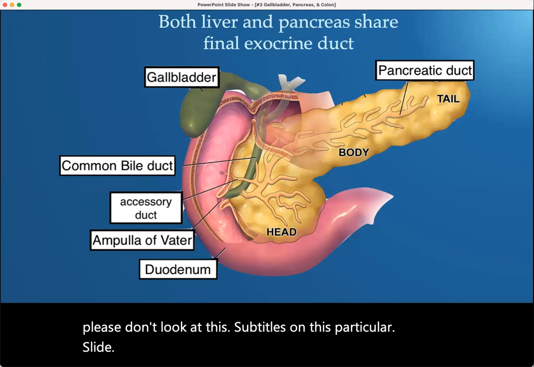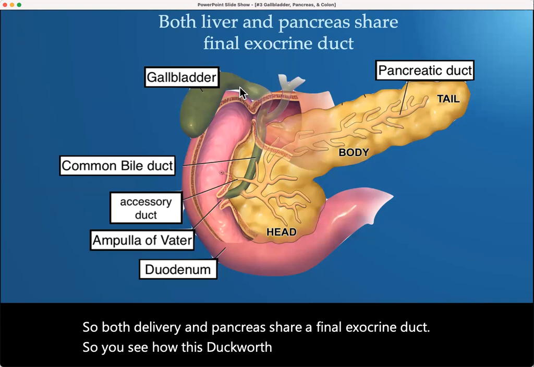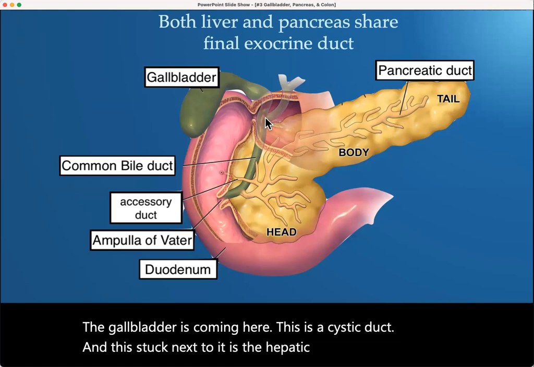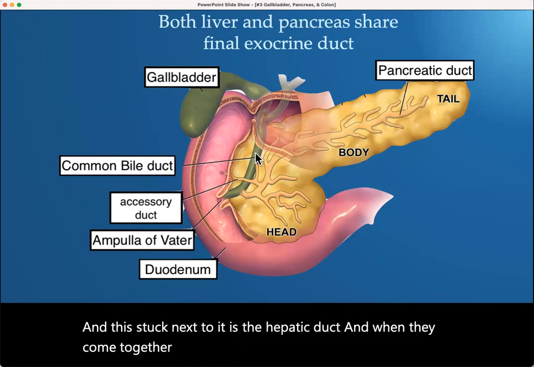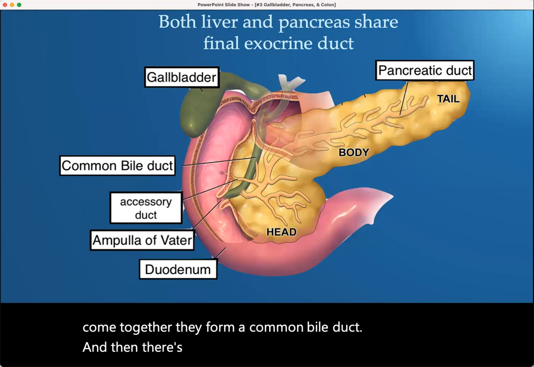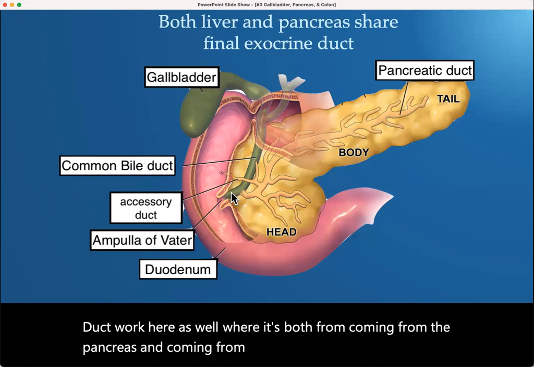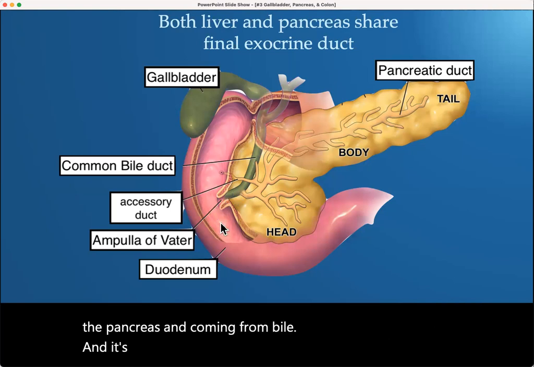So both the liver and pancreas share a final exocrine duct. So you see how this ductwork splits. The gallbladder is coming here. This is a cystic duct. And this duct next to it is the hepatic duct. And when they come together, they form a common bile duct. And then there's a common ductwork here as well, where it's both coming from the pancreas and coming from bile. And it's emptying into the duodenum.